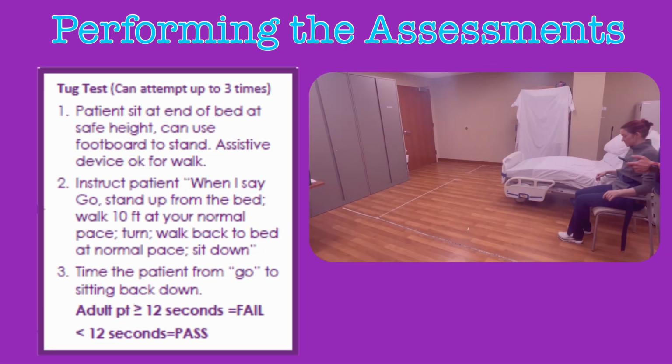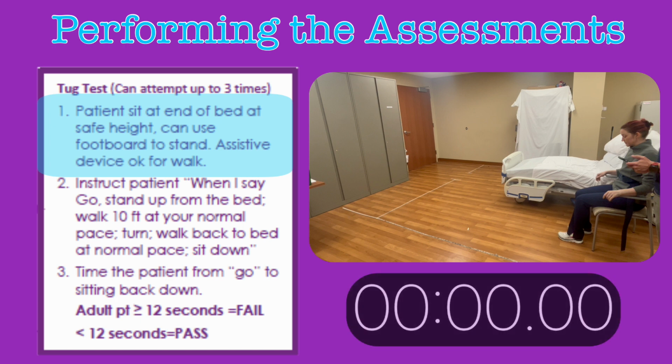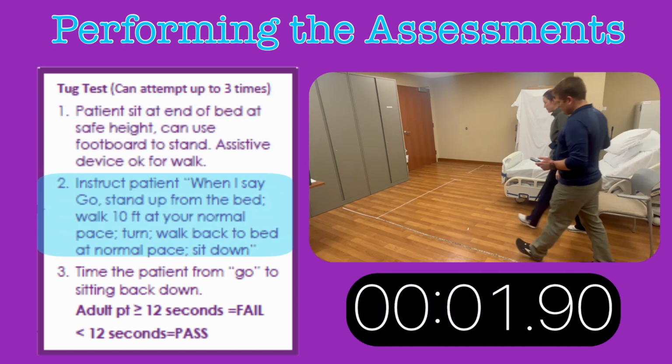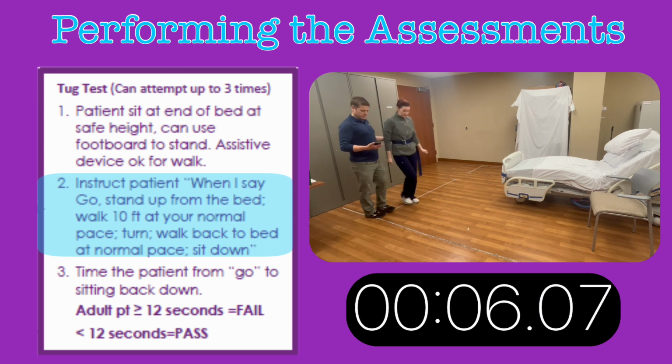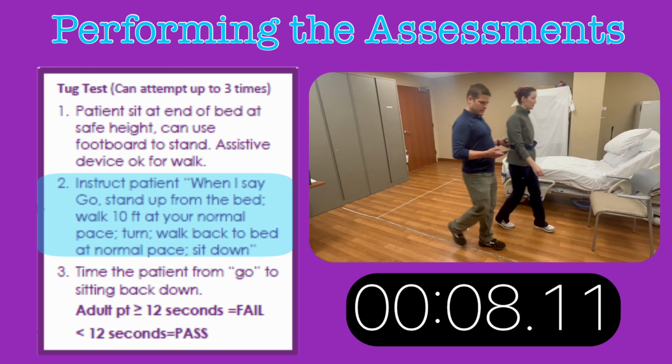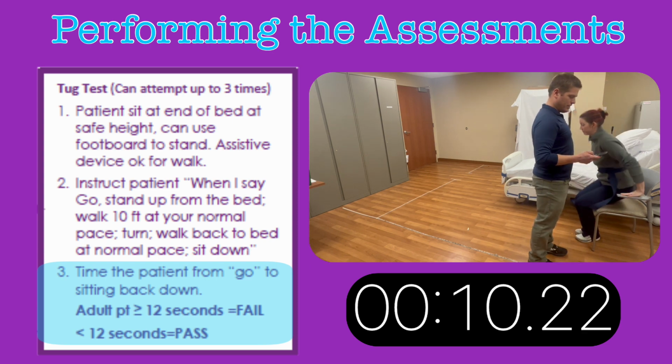To perform the TUG test, first apply the gait belt to the patient. If the patient requires the use of an assistive device such as a walker or cane, they can utilize that for this test. Direct the patient to get into a seated position at the side of the bed or a chair. To pass the TUG test, they must stand from a seated position, walk independently 10 feet out, turn around, walk back, and sit back down. This should take 12 seconds or less.